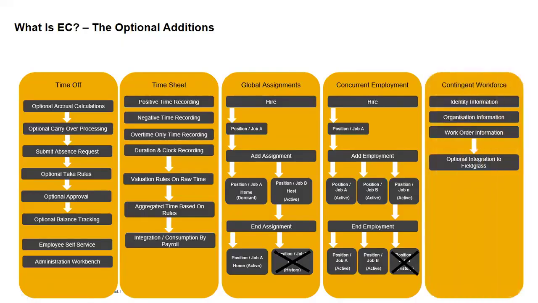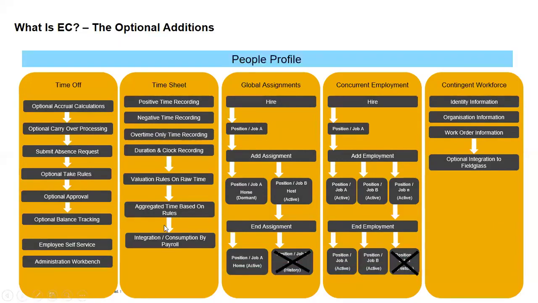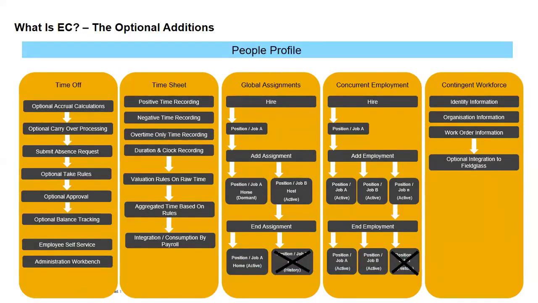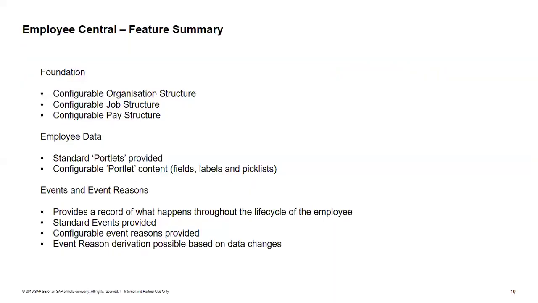And then you have contingent workforce. Contingent workforce is all about contractors. If you have a contractor, then you need to have a work order. How many hours would the employee be working? What would be the contract end date? When will the employee be starting the work? We need to have all of this information for the contractors. Now, all of these features are optional features, may or may not be required for all customers. And this is also part of your people profile.